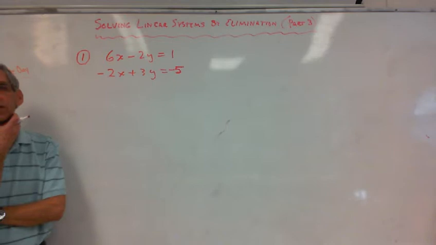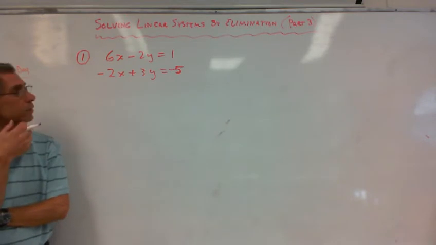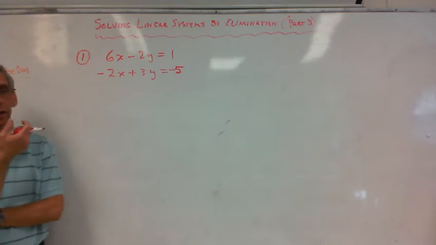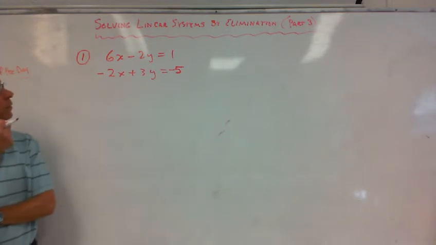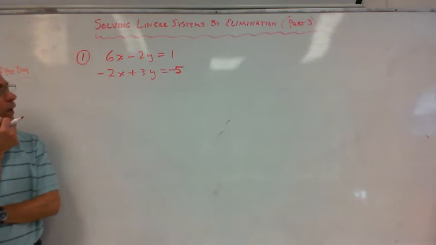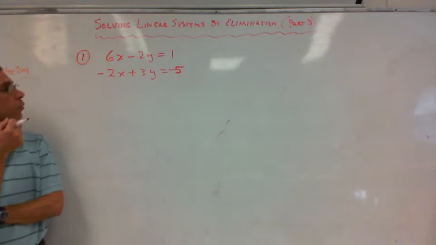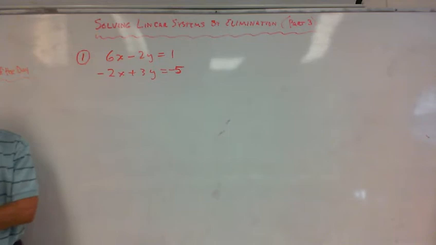So what would you do, Graham? The bottom one you can multiply by 3, and the top one you can multiply by 1.5, because then negative 2y would be negative 3y, and then those would cross out. The bottom one you multiply times 3 because negative 2x times 3 would be negative 6x, and those would cross out.